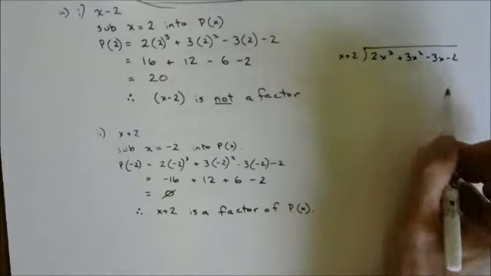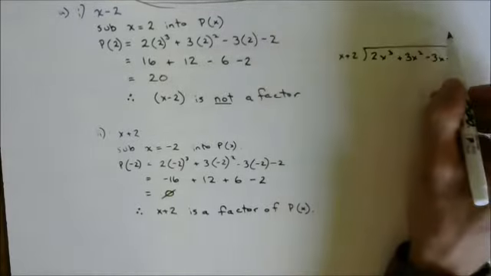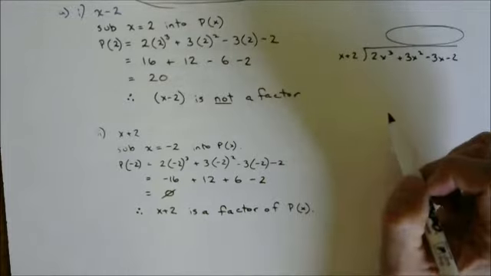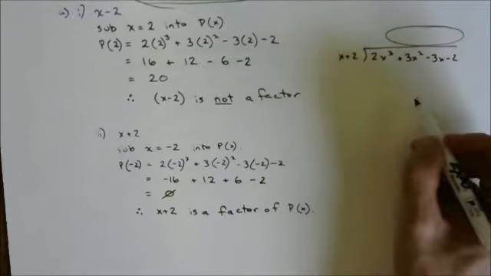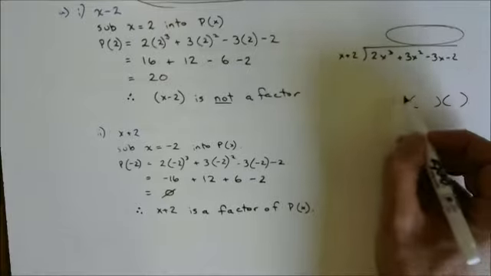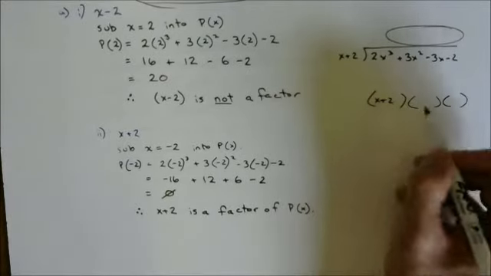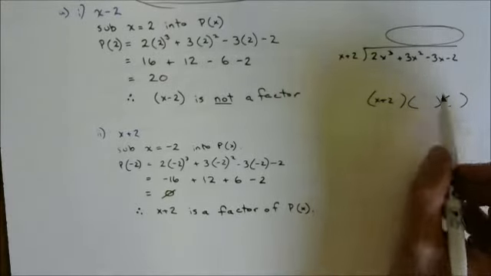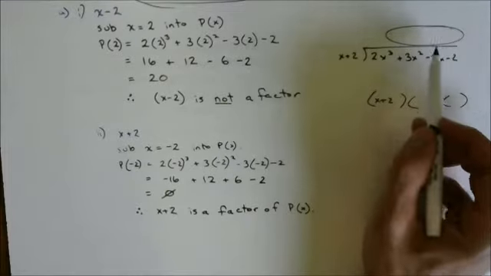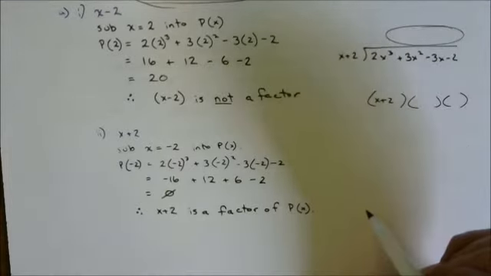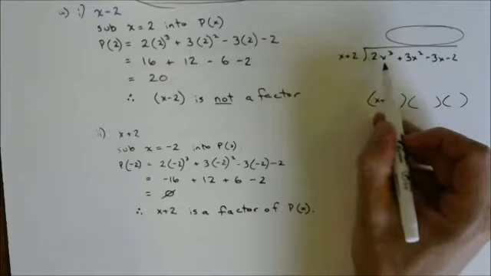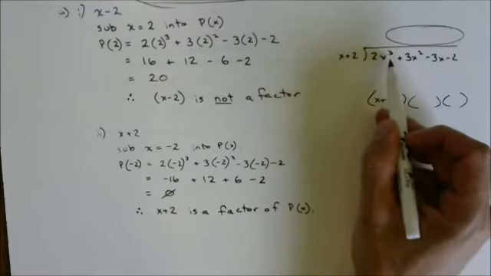You would perform the long division. You would end up with a quadratic here, which you could then factor out into its two factors. The first factor being x plus 2, the other two binomial factors coming from the quadratic that remains after you factored that out. Okay?